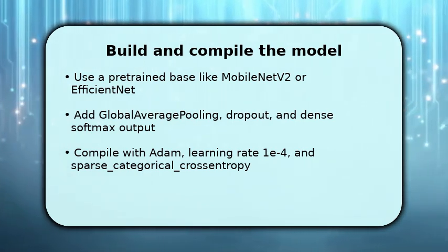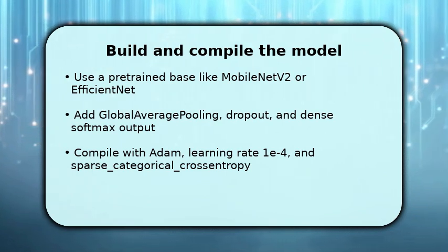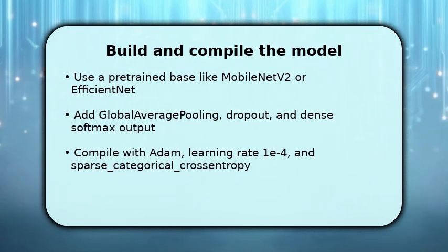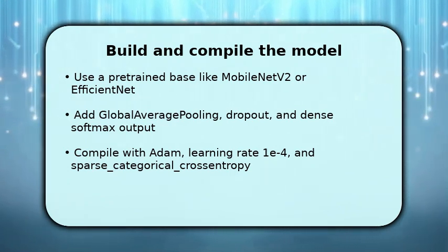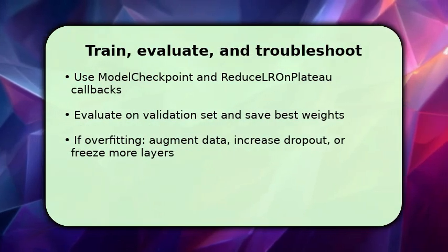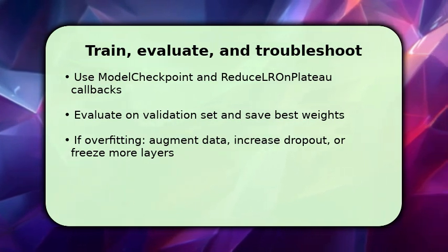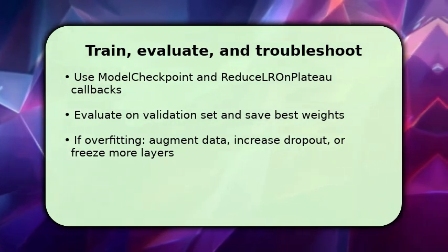Train for a few epochs to warm up, monitor loss and accuracy, and then unfreeze select layers to fine-tune with a lower learning rate for better final performance. You finish by running fit with callbacks, model checkpoint to save best weights and reduce LR on plateau to lower the learning rate when validation stalls.